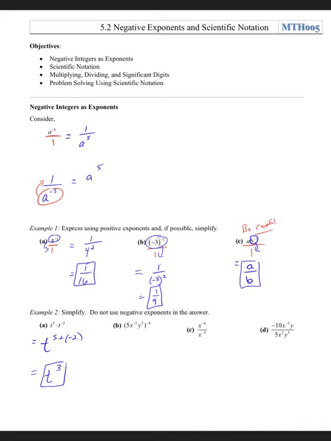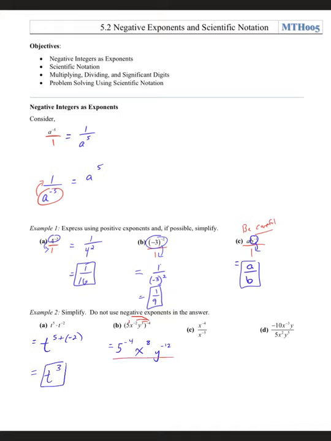Next one, we have b. This one is going to use the power rule. This is where we have to multiply that exponent by all the exponents inside. Keep in mind the exponent of 5 is going to be a 1. So we have to take that negative 4 and multiply it by all the exponents here. So we'd have 5 to the negative 4th power. This would be x. Negative 2 times negative 4 is positive 8. And then y to the negative 12.